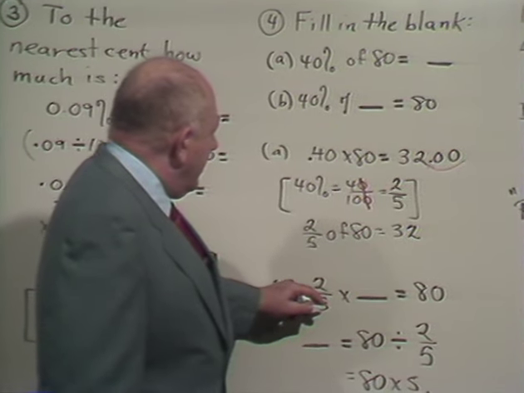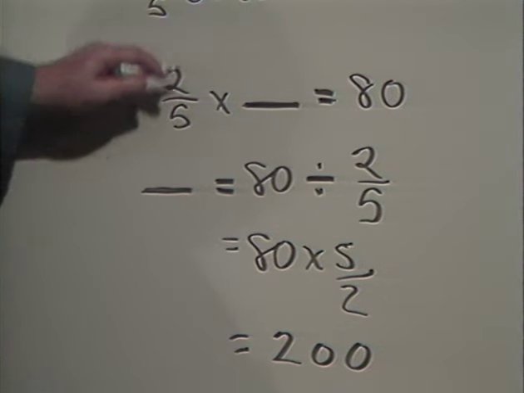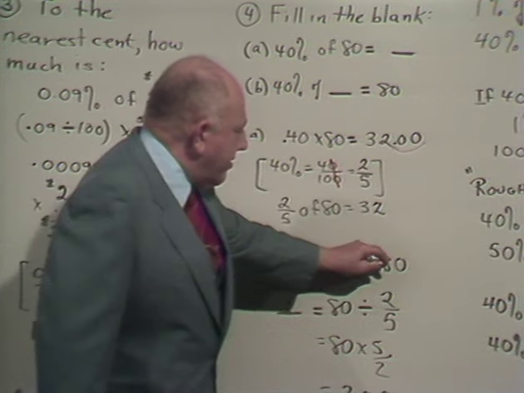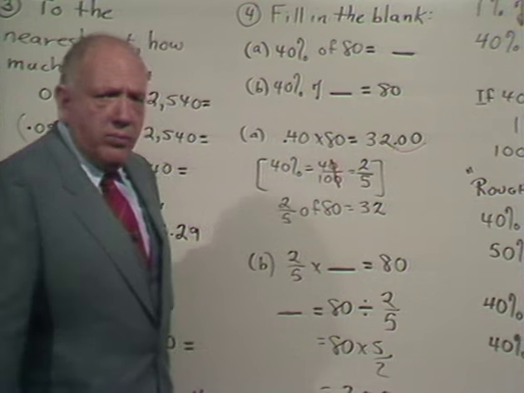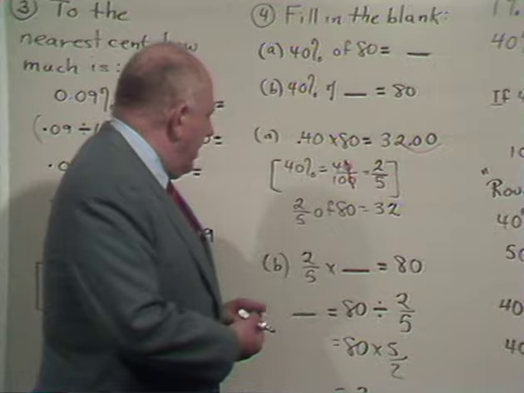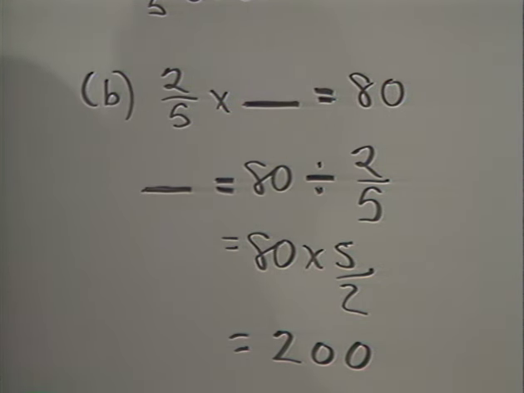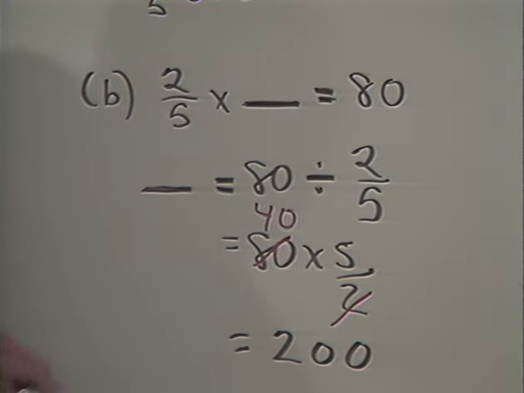In part B, the 80 now goes to the right-hand side of the equal sign. This is still 2/5. Of still makes the translation into times, but the 80 is now over here. See how the blank has switched around? This looks like a multiplication problem, but it's a division problem. 2/5 times blank equals 80 is the same as saying blank equals 80 divided by 2/5. And to divide by 2/5, you multiply by 5/2. 2 goes into 80 40 times. 40 times 5 is 200.